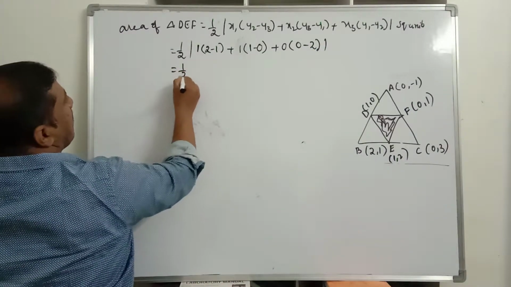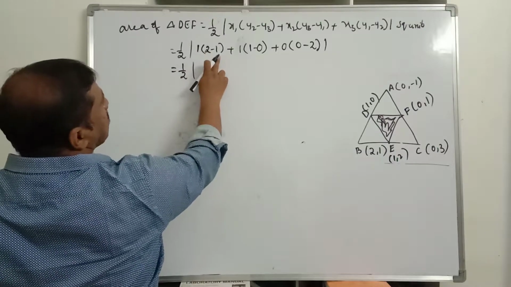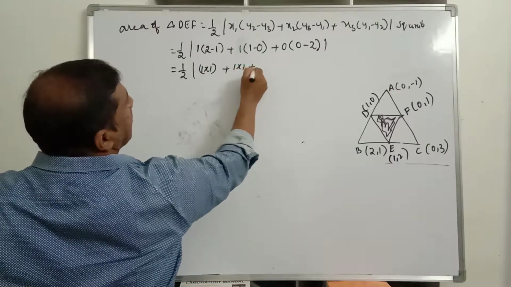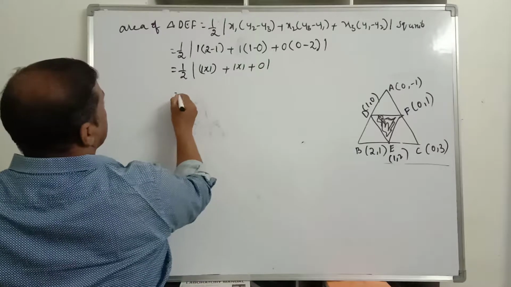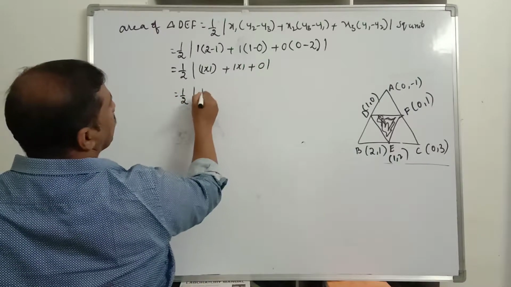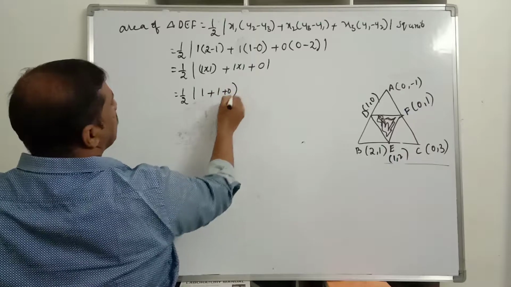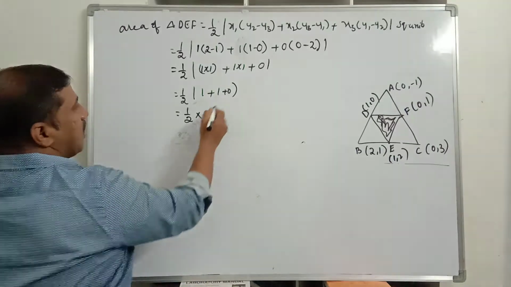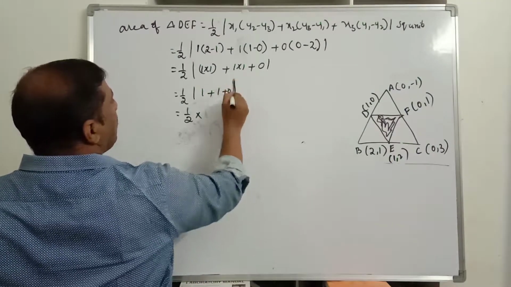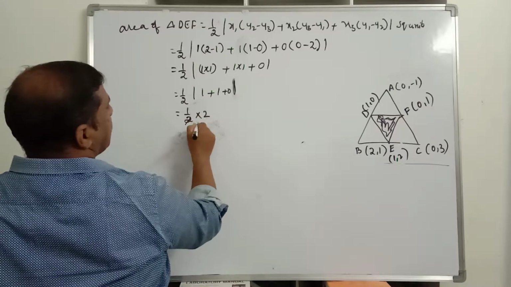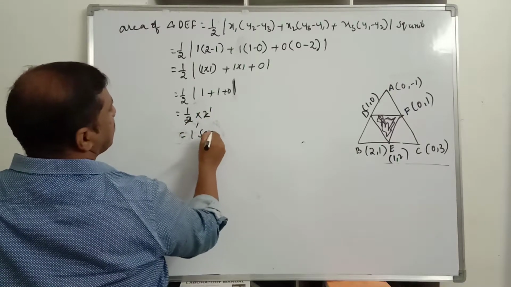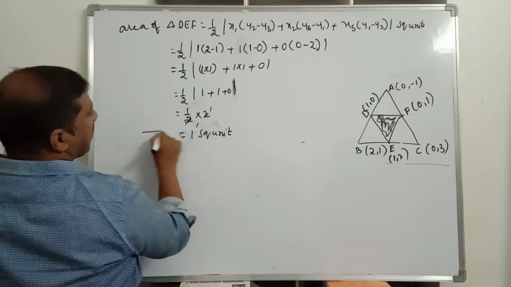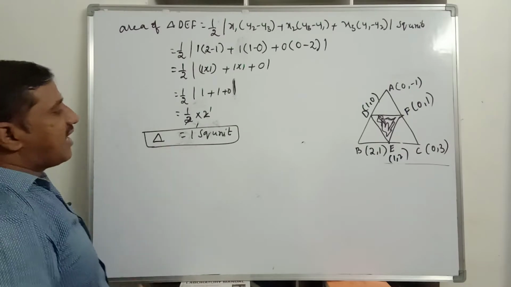Now simplify this. We will get 1 by 2 into 1. 2 minus 1 is 1. 1 into 1 plus 1 into 1 plus 0, everything is 0. That is 1 by 2 into (1 into 1 is 1, plus 1 into 1 is 1, plus 0), that is 1 by 2 into 1 plus 1, 2, plus 0, it is 2. 2 ones are 2, we will get 1 square unit. So area of triangle DEF is equal to 1 square unit.